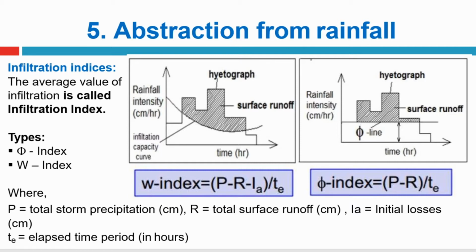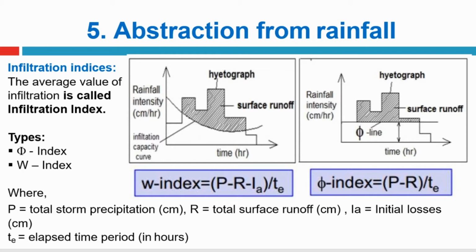Now there are two other types, which are called infiltration indices, from which we can try to estimate the probable infiltration rate. Just as an infiltration equation or infiltration curve is generated for any given region, similarly the phi index and W index are two other infiltration indices, or infiltration values, which can be determined for a particular region. They help us further calculate the runoff, which is also called excess rainfall.